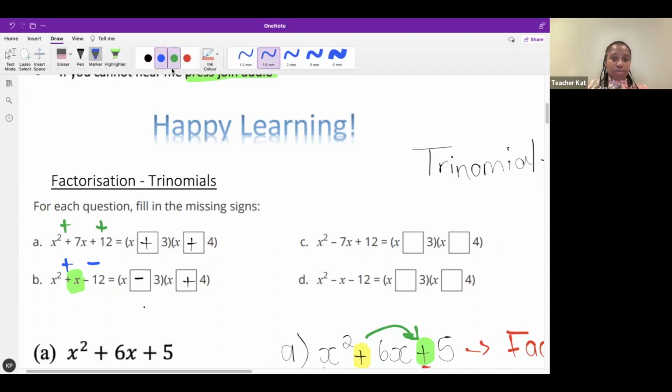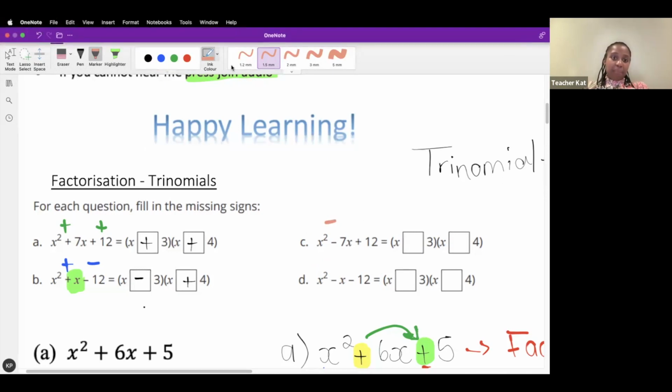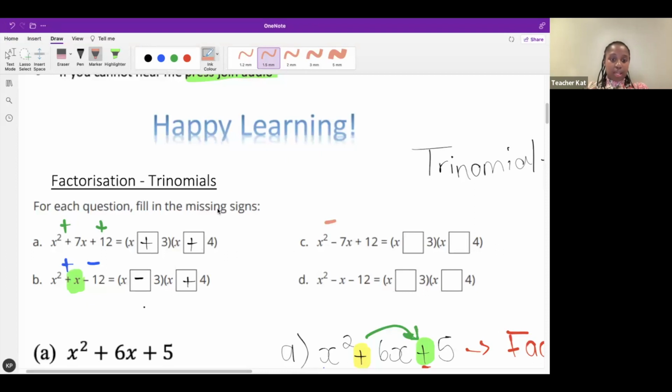Very few people are responding here. Come on, guys. Okay, let's look at C. My first sign is going to be what for C? A negative. I need more responses than that, guys. More responses, please. Thank you.